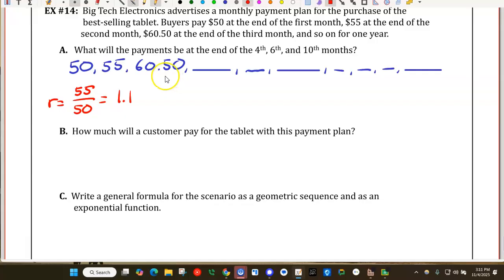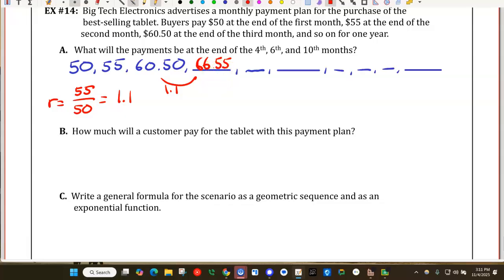So we can do that again. Multiply by 1.1. That gives us the 4th, which is 66.55, and so on. And then we got to find the 5th, just to get to the 6th, and then the 7th, 8th, 9th. And it seems like a lot of work just to do that.